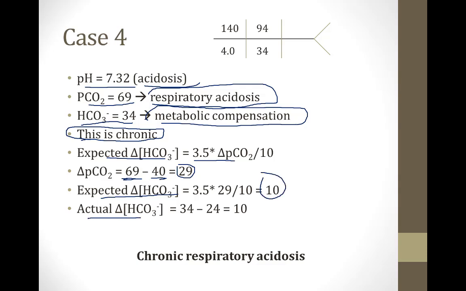Our actual change in bicarbonate is 34, which is the patient's bicarbonate, minus 24, which is a normal bicarbonate, and that is also 10. So our actual and our expected are equal to one another, so we do not have a mixed disorder. This is a chronic respiratory acidosis.